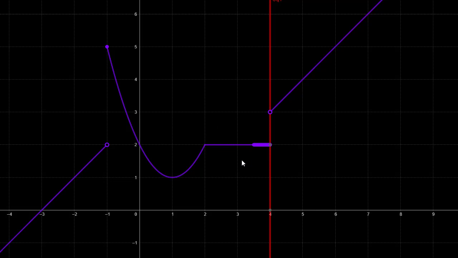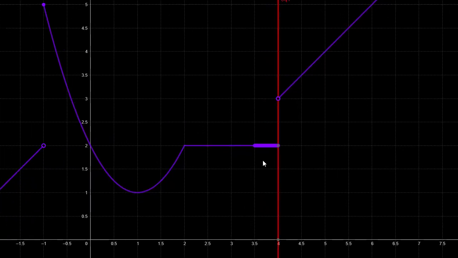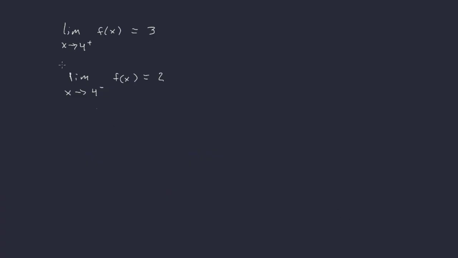Okay, and similarly, I just plugged a bunch of values in from 3.5 up to almost 4, and this is where we get closer and closer to this y value here, which is 2. Okay, so from the right, we have 3. From the left, we have 2. We, of course, know that the limit from both sides does not exist.